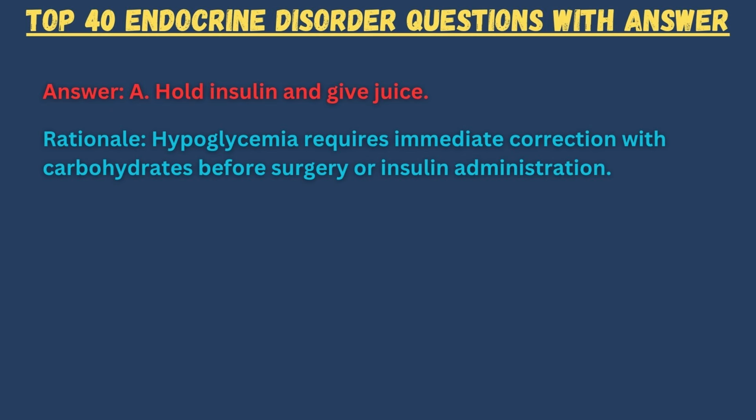Hold insulin and give juice. Rationale: Hypoglycemia requires immediate correction with carbohydrates before surgery or insulin administration.